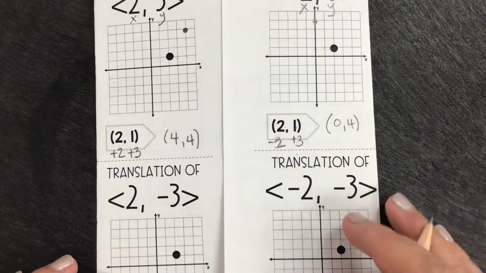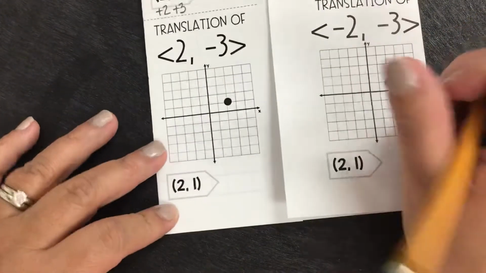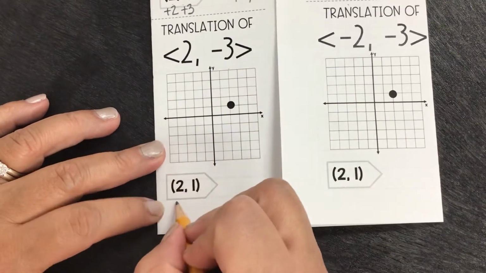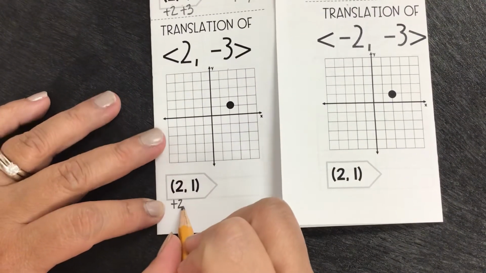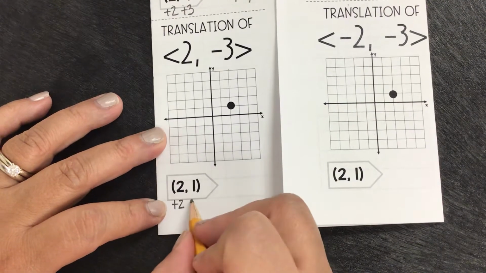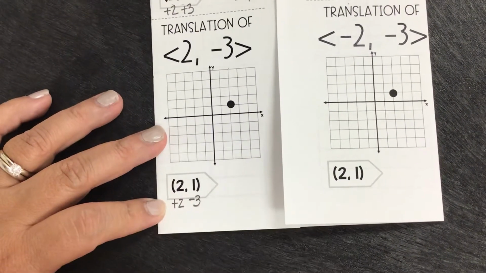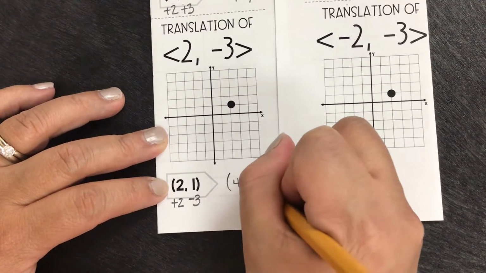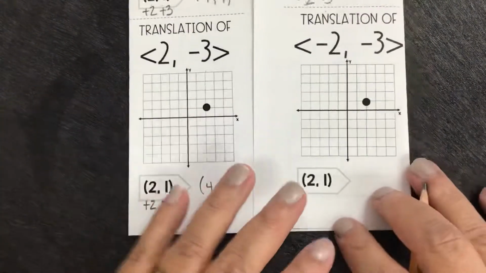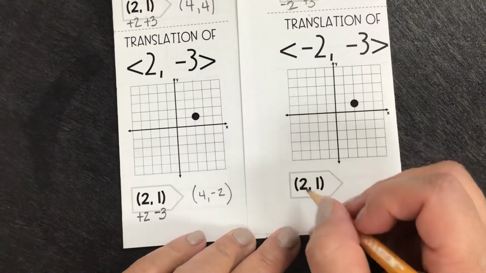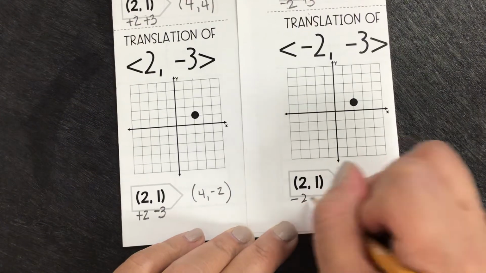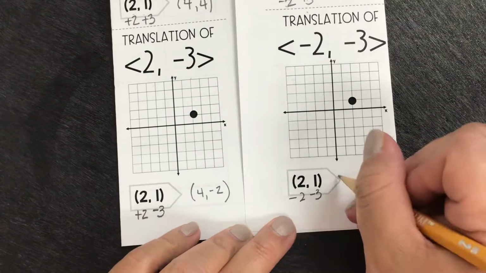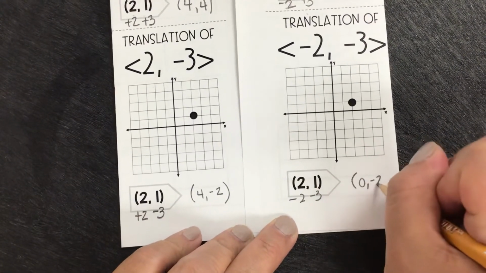I'm not going to plot the rest of the points because I think you understand, but I will get the new ordered pair. This one would mean that you are moving 2 in the positive direction on the x-axis and down on the y-axis. That means your new ordered pair would be 4, negative 2. And then for this one, it would be subtracting on both. So minus 2 for the x values and minus 3 for the y values. And this point would be 0, negative 2.